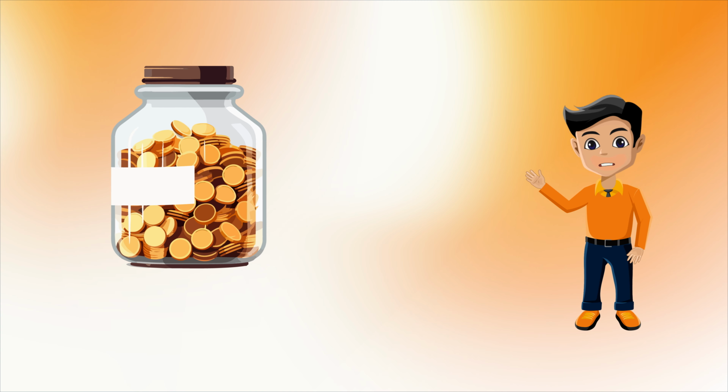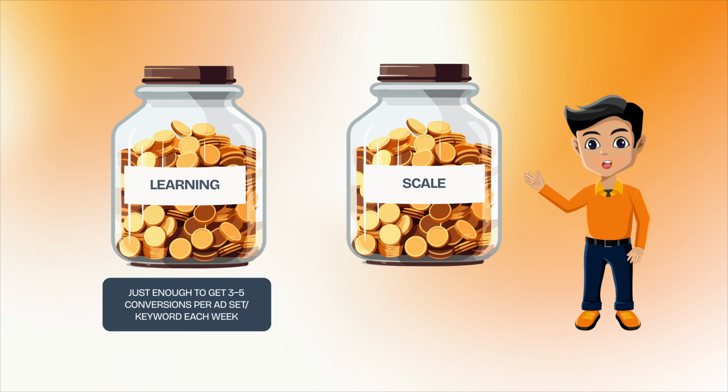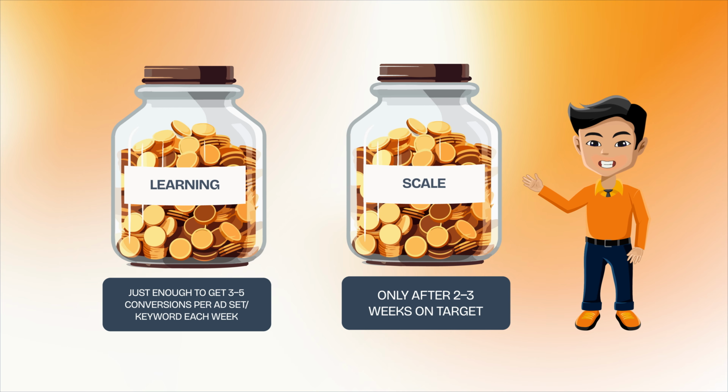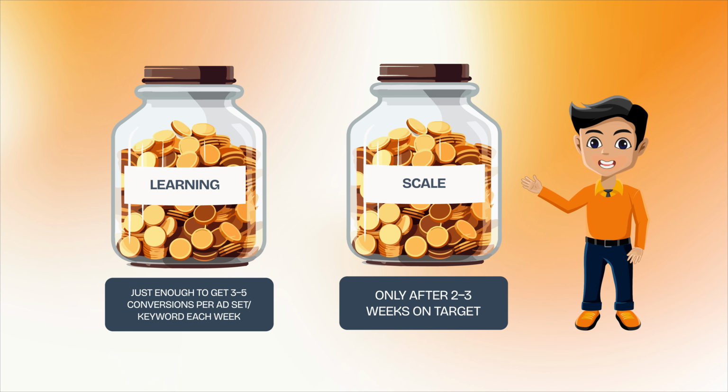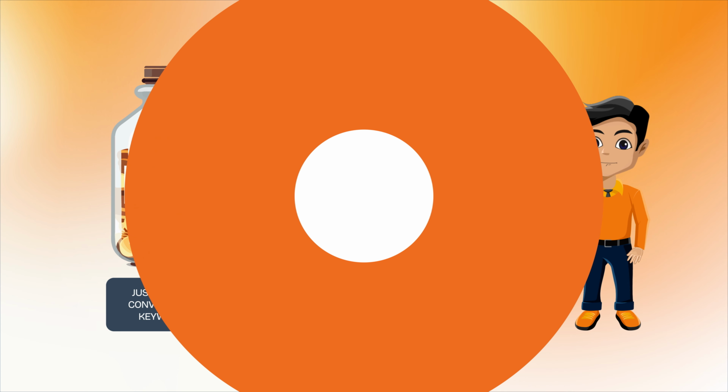5. Separate learning versus scale budget. Learning budget equals the minimum to reach decision velocity, 3 to 5 conversions per ad set or keyword per week. Scale budget equals the incremental spend after you've hit target CPL/CAC for 2 to 3 consecutive weeks.